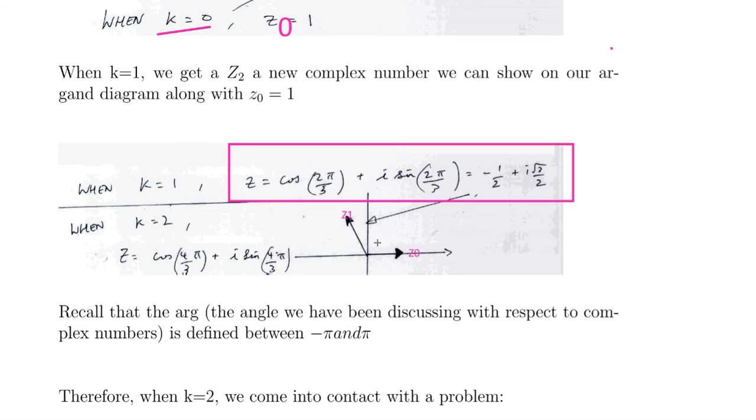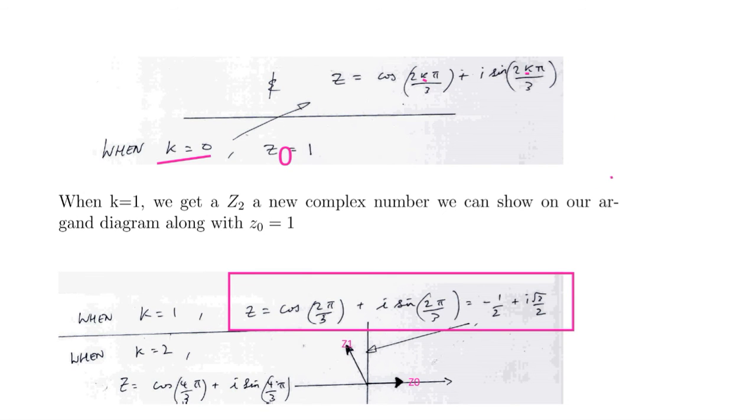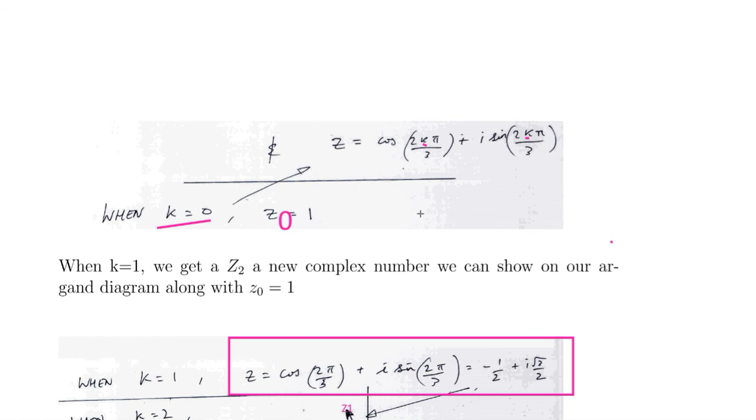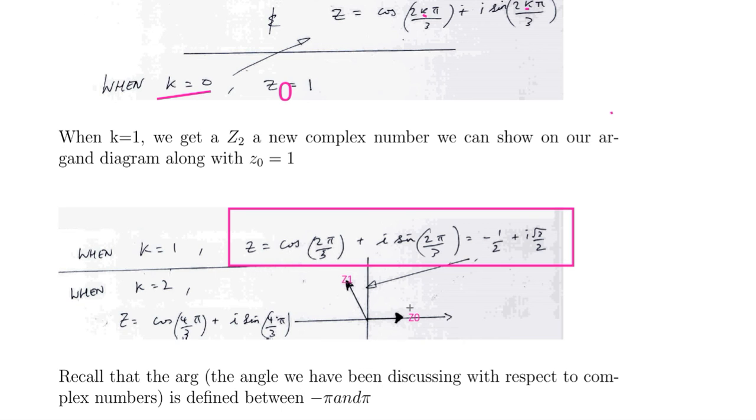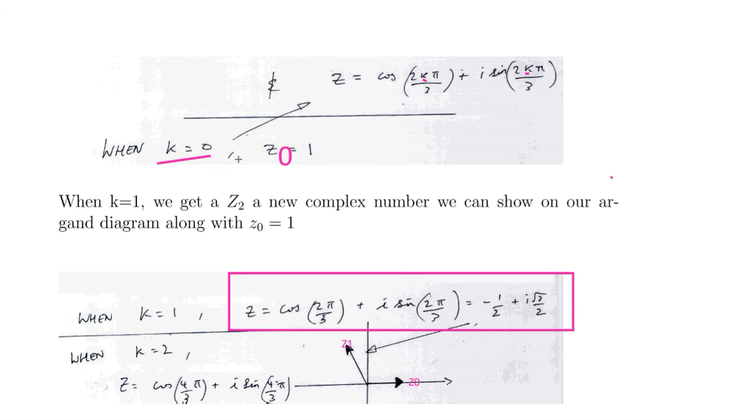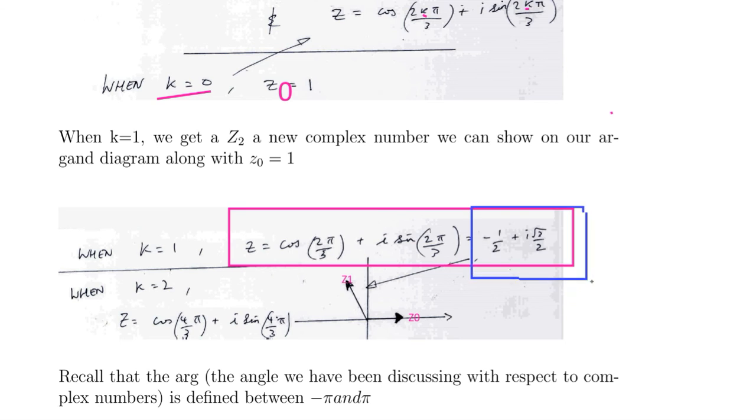The idea is that therefore, this here, 4 thirds multiplied by pi, which is in these circumstances equivalent to 180 degrees, there's no way that will fit within this realm, so we cannot use k equals 2. And I said, therefore, when k equals 2, we come into contact with a problem, and we will discuss how we deal with that problem next time. But for now, what we can note is we have found one solution, which is just the cos 0 plus i sine 0, which gives us z0, and that's for k equals 0. For k equals 1, we have found a new solution to z cubed equals 1, which is that there.